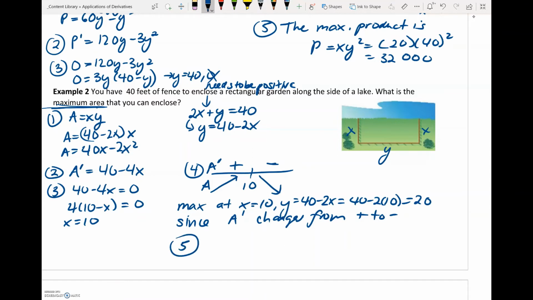Finally, we can say the maximum area is 10 times 20, or x times y, which is 200. And we're given the units of feet, so this will be feet squared, and that's our final answer.